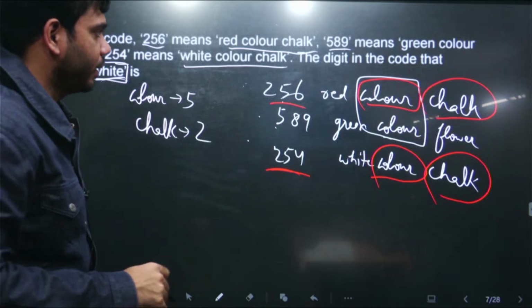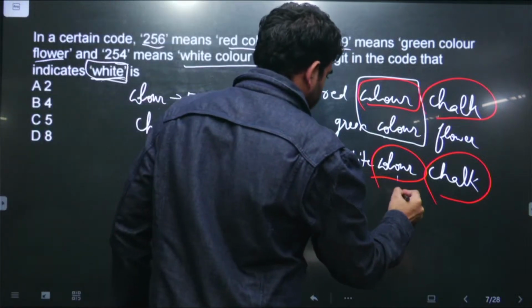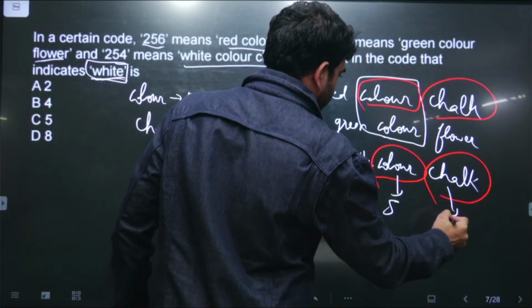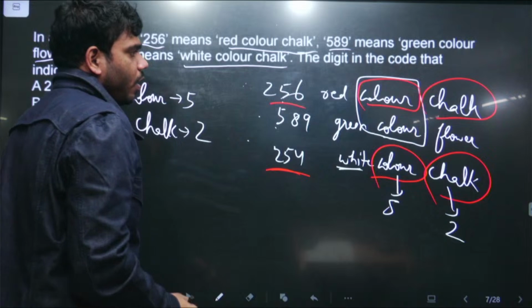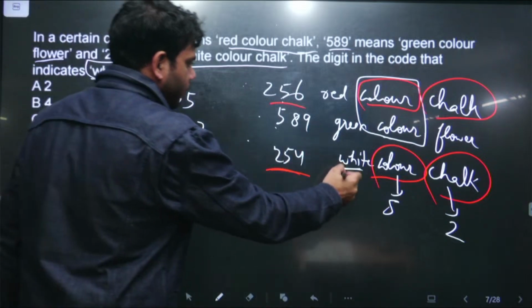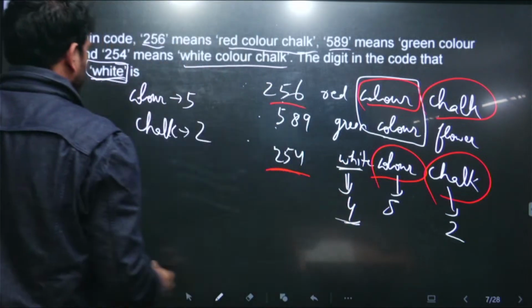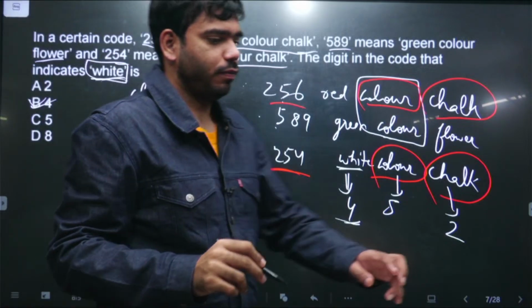We need to find the code for white. So color is written as 5, chalk is written as 2. So 5 and 2 have been occupied. So for sure we can say white will be represented by digit 4. So here option number B, digit 4, is correct.